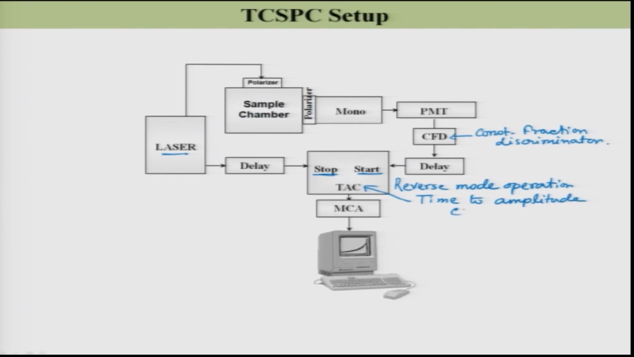So basically what you are going to get is the histogram of this fluorescence intensity, but in the reverse mode it looks like a mirror image of the histogram, because here my start and stop are different. You also note that I have not yet discussed the importance of these two polarizers over here, which I am going to discuss later.